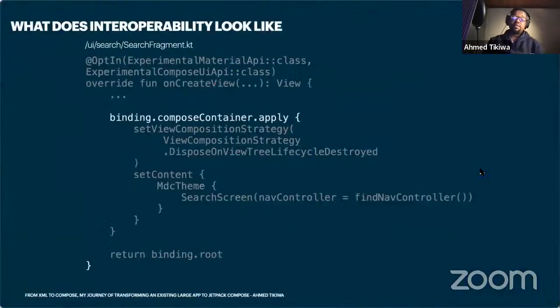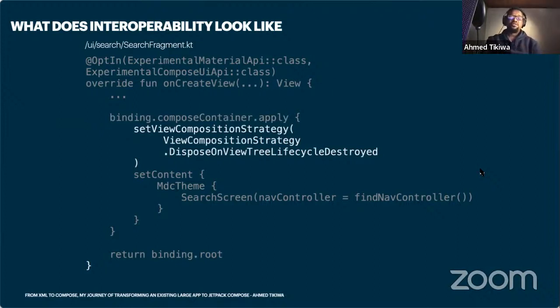Then in my fragment, using data binding, I reference the Compose view in order to set it up. So as you can see there, binding.composeContainer.apply. So using data binding, I'm referencing the Compose view within my fragment. Then according to the documentation, by default, whenever the view is detached from the window, Compose disposes of the composition.